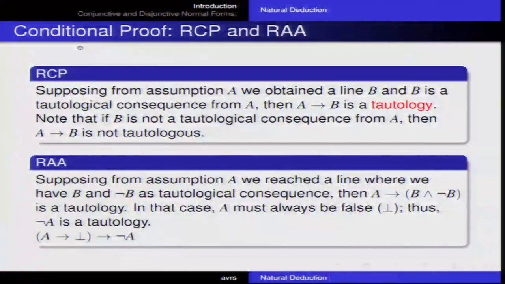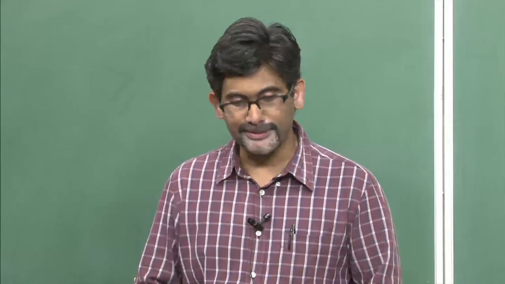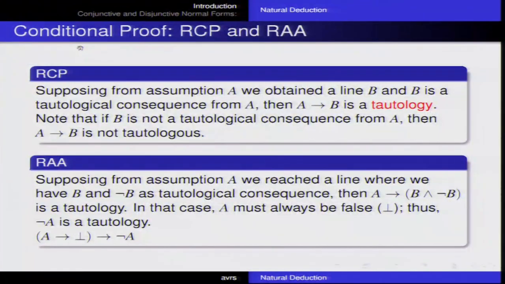So in this class I will be considering some more examples so that you will understand this method in a better way. The natural deduction method has mainly two important methods. One is the rule of conditional proof, which we will employ. In the second one we will be using the reductio ad absurdum method.